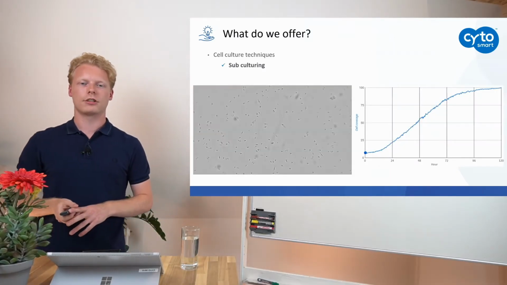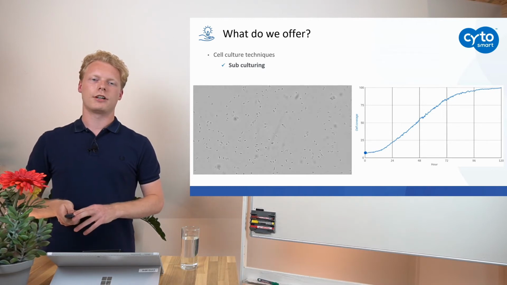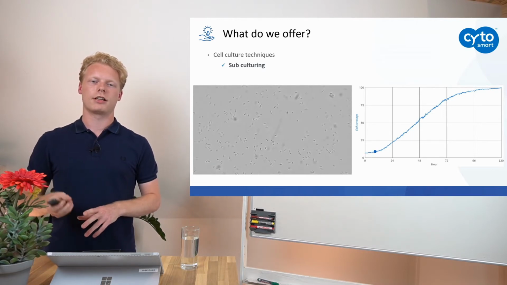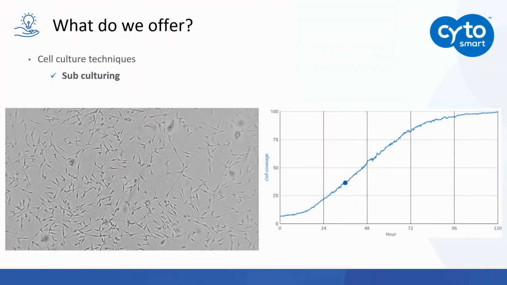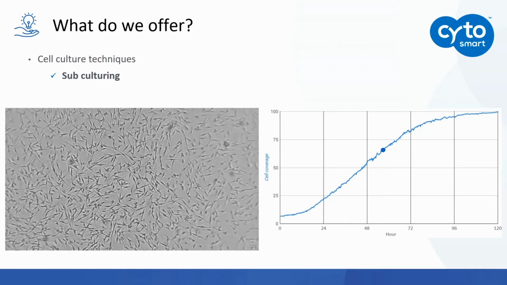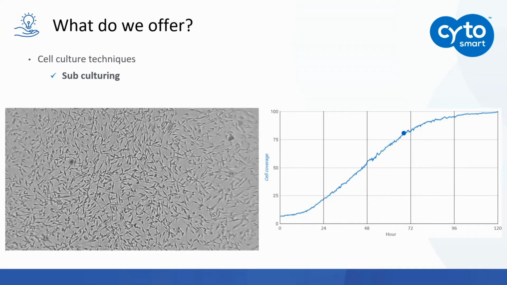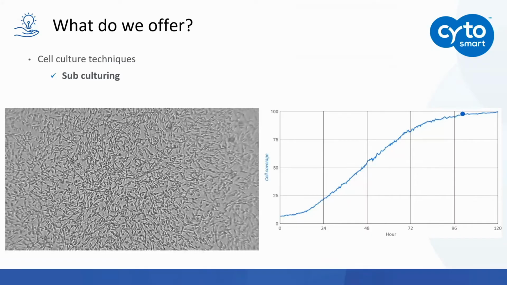So what students can do with the Lux2 is that they can culture their cells, and via the automated image analysis they can obtain such a growth curve of their cells. And in this way they can really identify different phases along the growth curve. So they also know when they can perform experiments with their cells, but also know when to passage them.